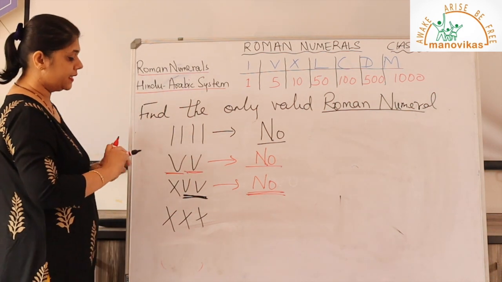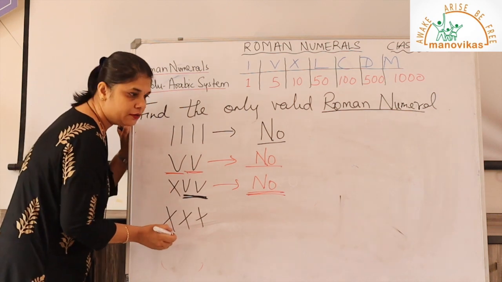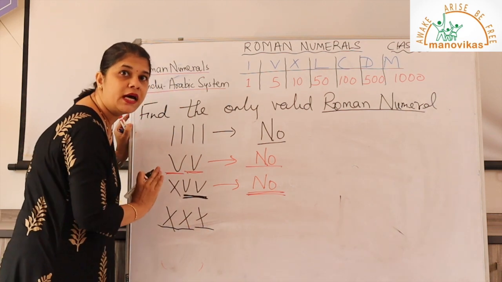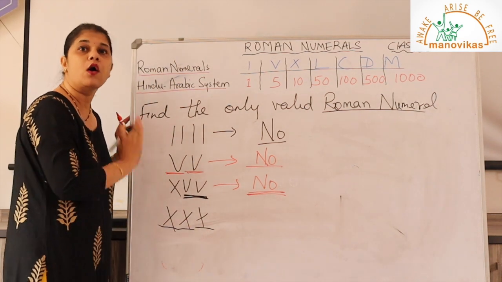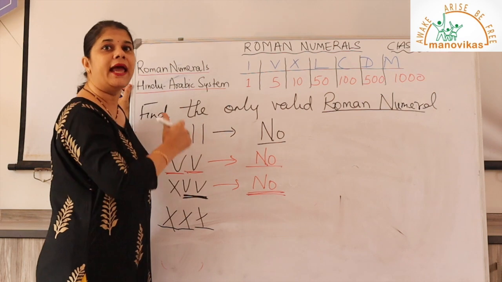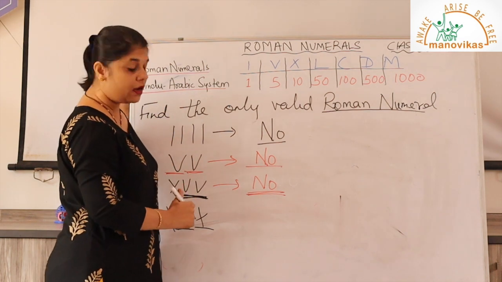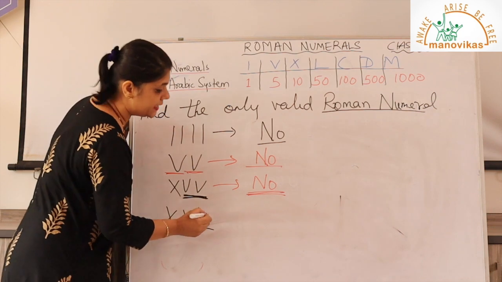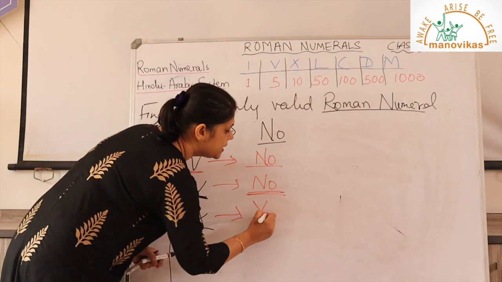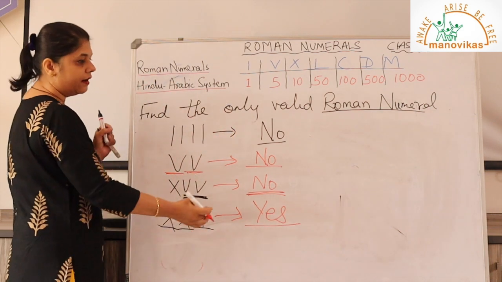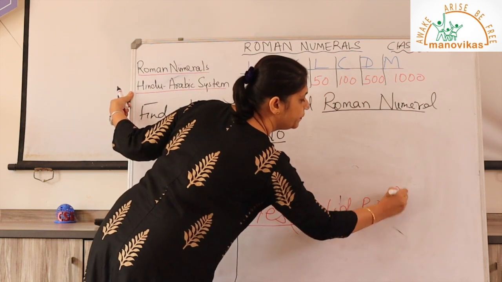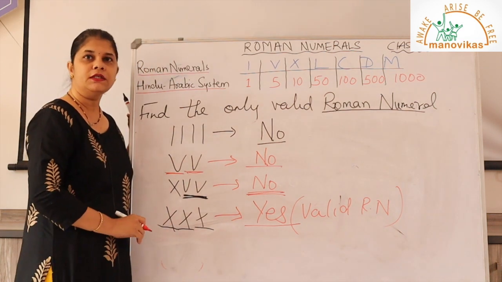Now look at the last example. In this example, children, we have 10 plus 10 plus 10. That makes it how much? 30. So here according to the rule we have repeated which symbol? X, and that is allowed. And how many times have we repeated it, children? We have repeated it 3 times, and that is also allowed. So amongst this, the last one is a valid Roman numeral. Have you understood? Thank you.